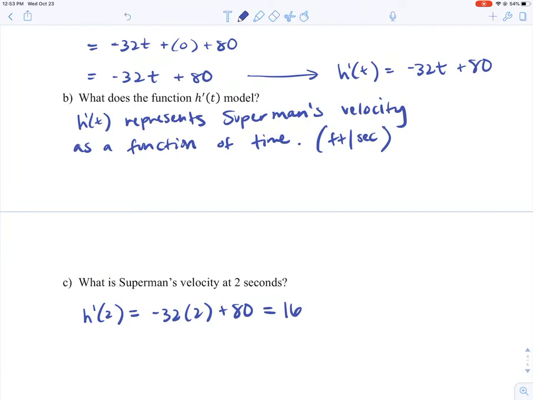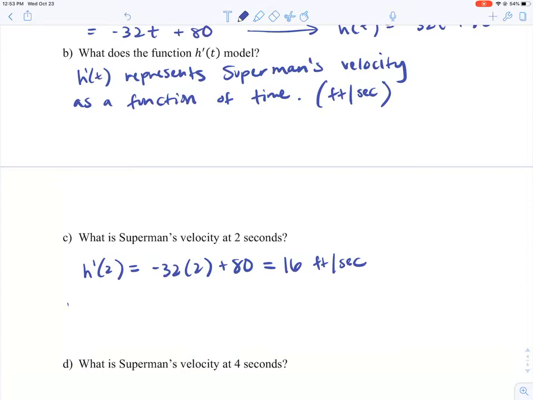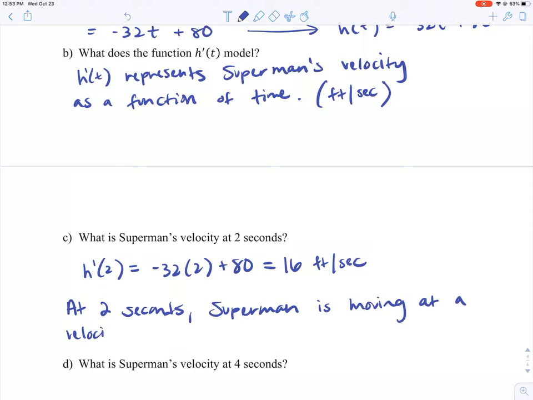And we'll get positive 16. The units are feet per second. So that means at 2 seconds, Superman is moving at a velocity of 16 feet per second.